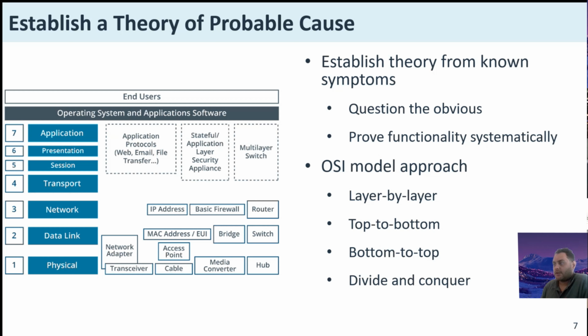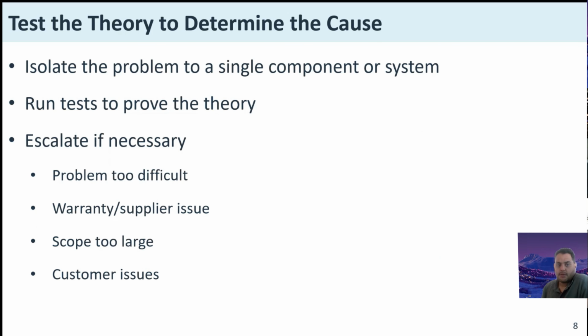If you start network diagnostics at level 3 and cannot identify the problem, then you test level 4. Same situation. If you discovered a problem at layer 3, you would first test layer 2. If there's no problem at layer 2, then return to layer 3 and work up from there. Remember that you're working concurrently on a layer above or below of what you're troubleshooting. Test the theory to determine the cause. Isolate the problem to a single component or system.